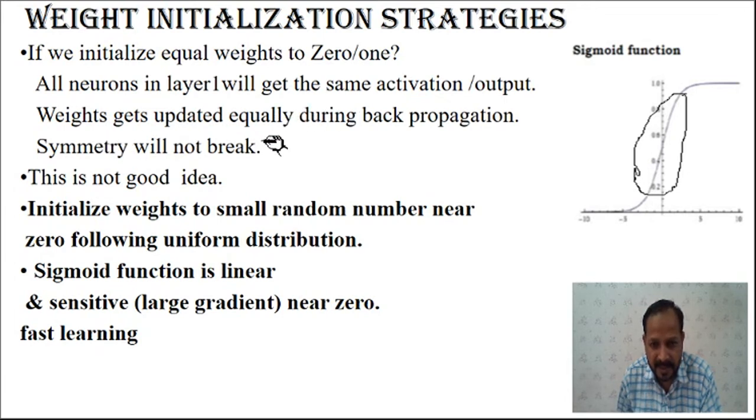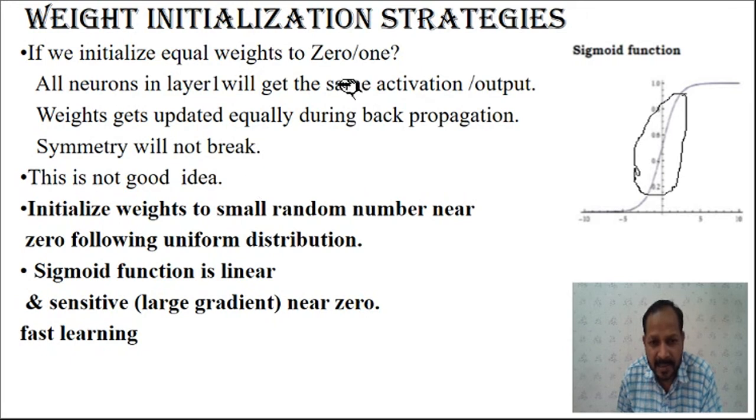Weights get updated equally during backpropagation. In backpropagation, we propagate the error from output to input, and this error gets multiplied with the output of the neuron. As the output of the neuron remains the same, the error will not be propagated back towards the input. So symmetry will not be broken. That is, the output of each and every neuron will remain the same, so there will not be any learning at all.